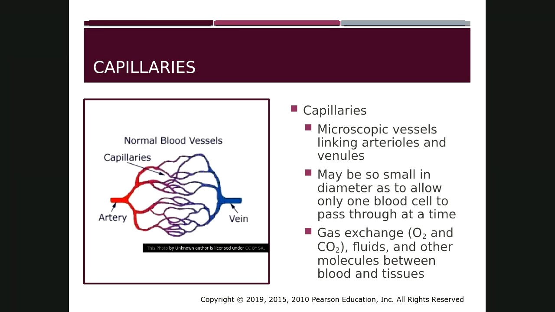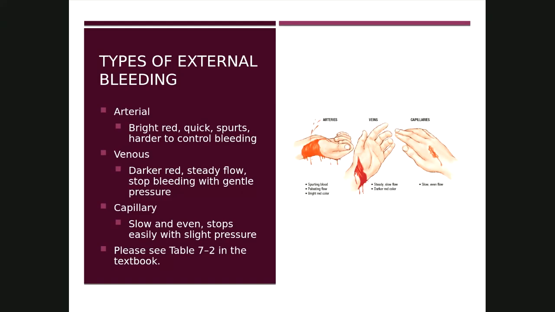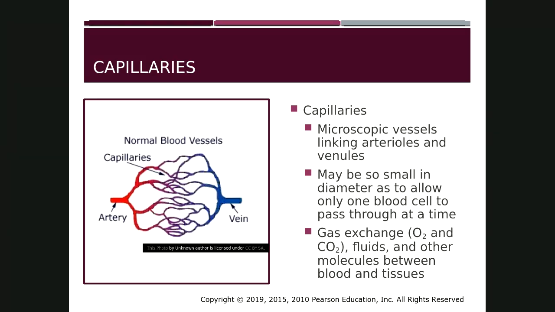Capillaries are microscopic vessels linking arterioles and venules. They may be so small in diameter as to allow only one blood cell to pass through at a time, and they allow for gas exchange, fluids, and other molecules between blood and the tissues. Generally, capillaries are where we would obtain a finger stick or heel stick procedure. We would get capillary blood from this.